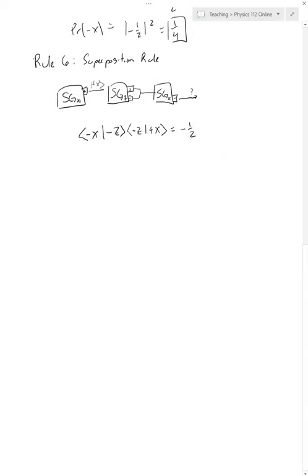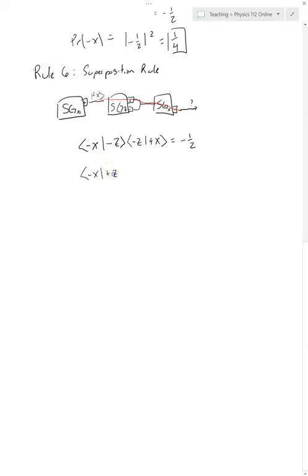Now we have to calculate the plus path. So we want to calculate if we go from here to here to here. Again, we're starting at the right side, with a minus x. We're then going to the plus z, then plus x. We've just gone minus x to the plus z to the plus x. We're just tracing our way backwards.